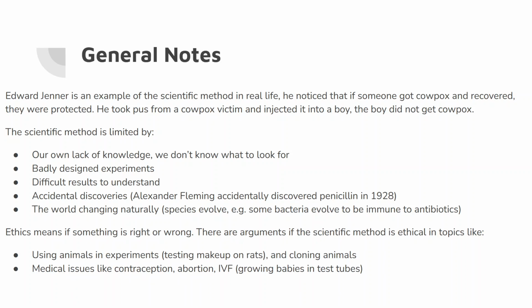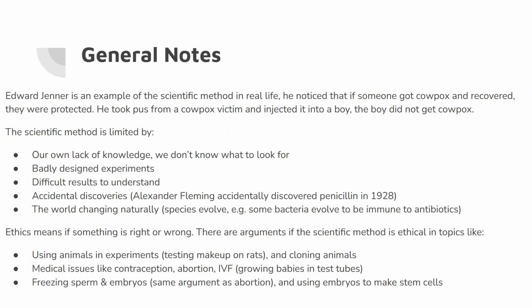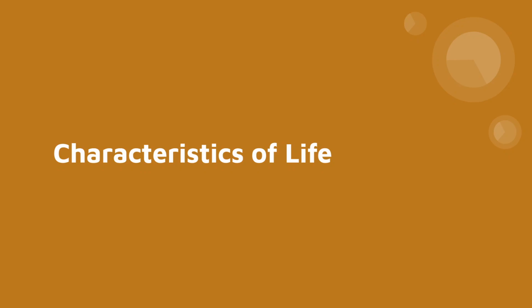You can have medical issues like artificial contraception, abortion, IVF, which is kind of when you grow babies in test tubes. Like, how ethical is it to produce a human and not make one naturally? And also freezing sperm and embryos, which is kind of the same argument as abortion, that these are like unborn lives, and also using embryos to make stem cells to basically create any cell in the body for people who are sick or might need them.